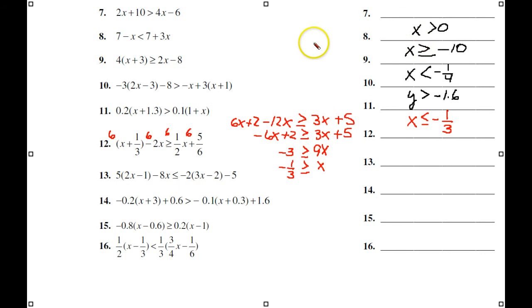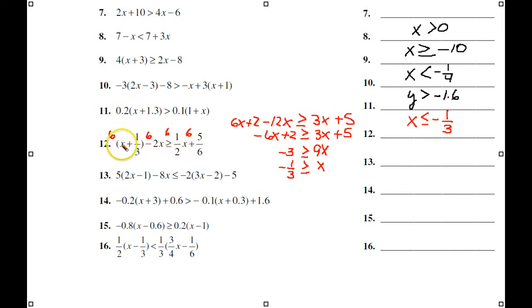Okay, I'm not going to do all of these because it would just take too long. But here are the answers. But now in number 12, we have some fractions. So I'm going to multiply every term by the lowest common denominator, 6.